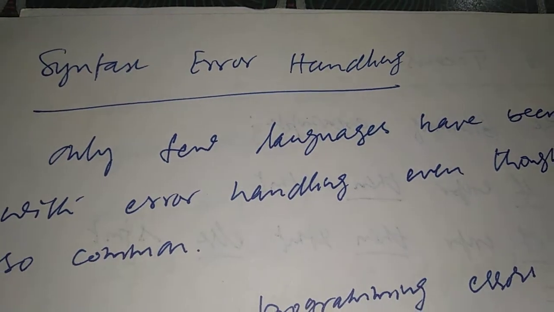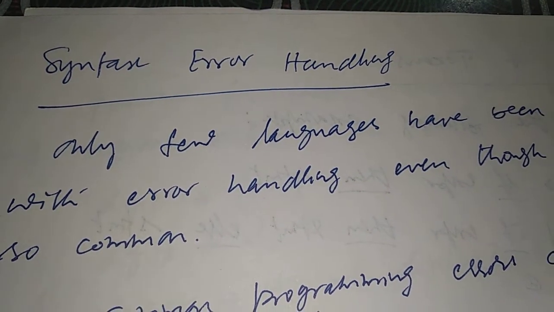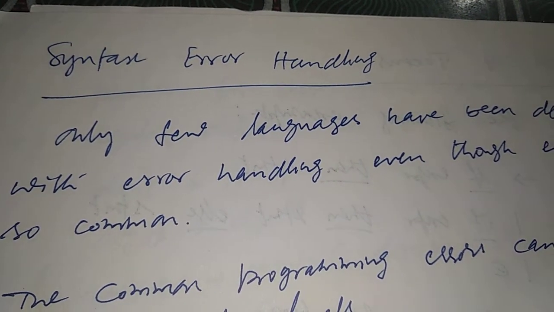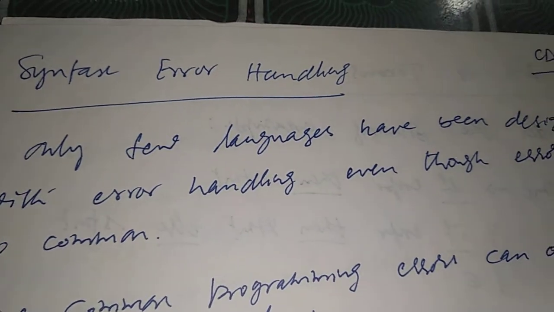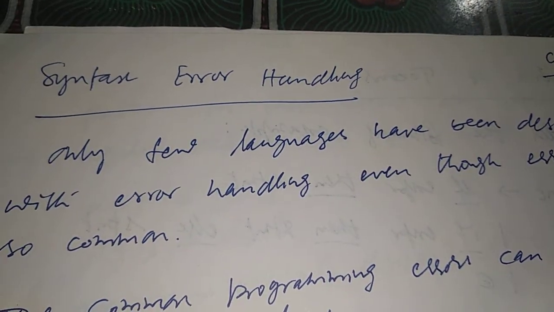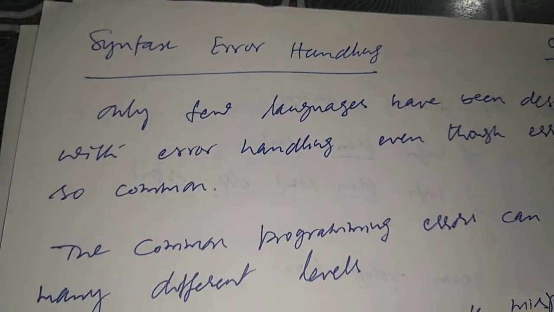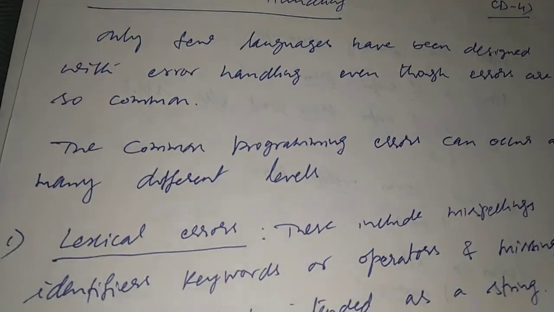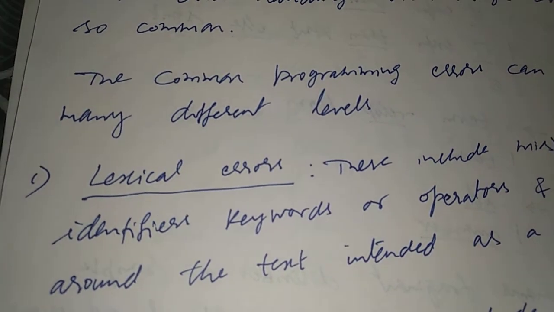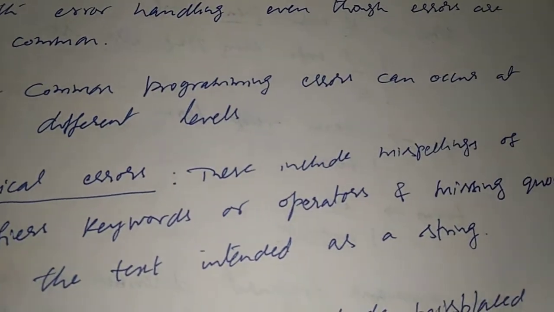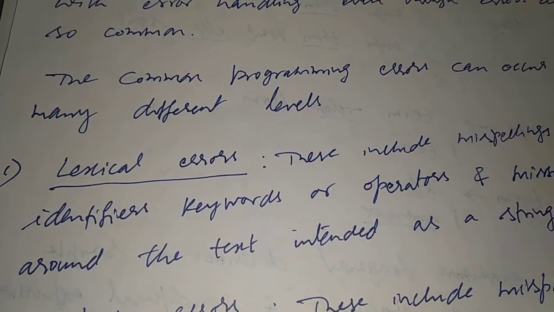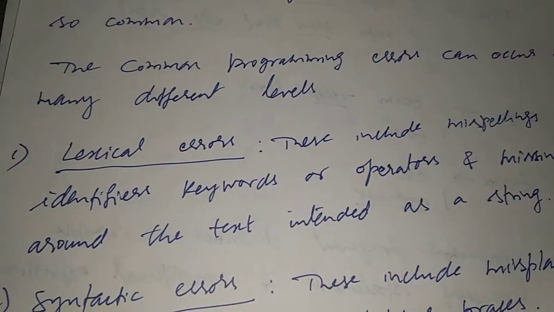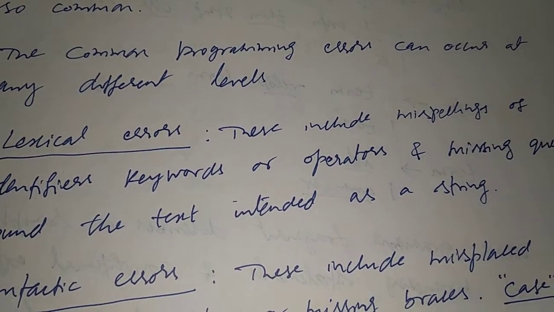Now we'll see syntax error handling, that is, how the syntax errors are handled. Already we know that errors are most common, but only a few languages have been developed to come out of errors. That is, error handling is done only in a few languages. The common programming errors can occur at many different levels. The first one is lexical errors. These include misspellings of identifiers, keywords or operators, and missing quotes around text intended as a string.